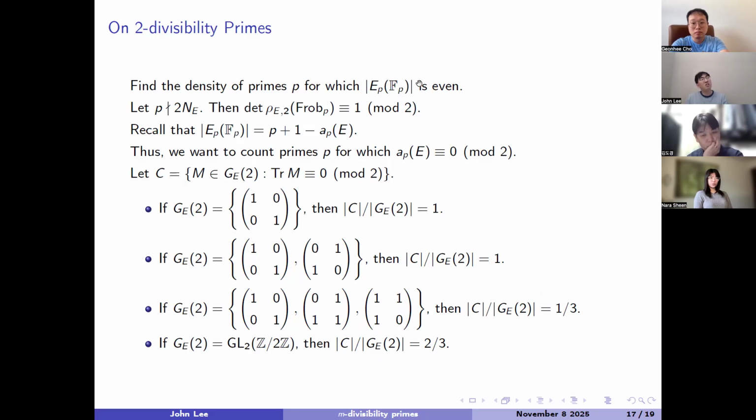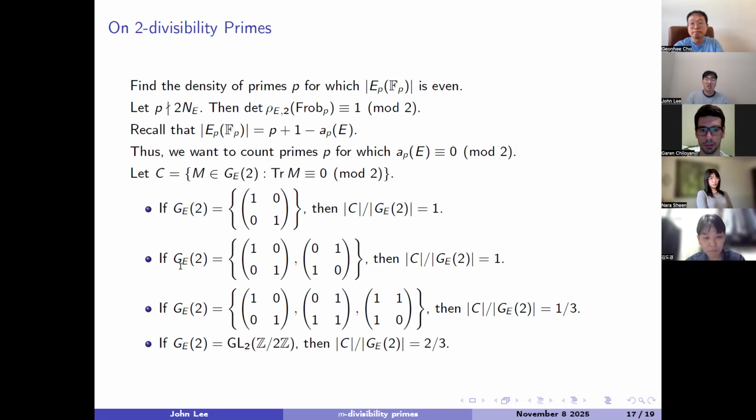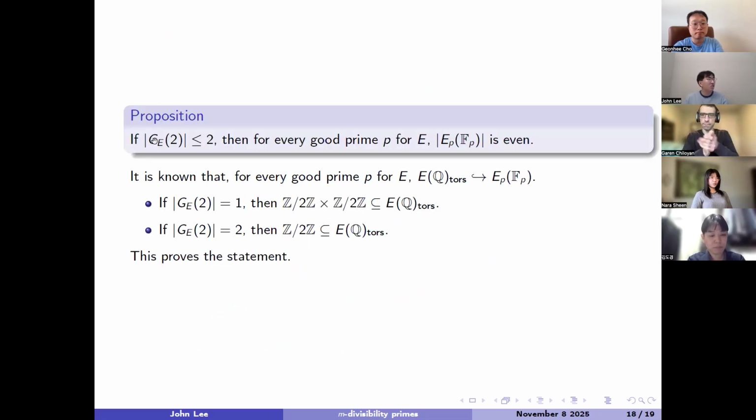So one observation here is that no matter which elliptic curve you choose, the size of E(F_p) is even infinitely many times because all those densities are positive. But of course, the question is, what kind of sorcery happened in the earlier 2 cases guaranteeing all the primes make |E(F_p)| even? Is there a way to understand the underlying reason why we always have even |E(F_p)| in this case? So here's a proposition. If the size of G_2 is less than or equal to 2, then for every good prime, the size of E(F_p) is even.